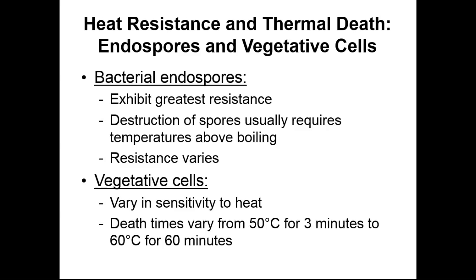Our vegetative cells are going to be much easier to kill. Our vegetative cells have a much higher sensitivity to heat compared to our bacterial endospores. Their death temps can be as little as 50 degrees Celsius for 3 minutes or 60 degrees Celsius for 60 minutes, depending on the kind of organism we're working with. E. coli, for example, would die at 50 degrees Celsius at 3 minutes, but Thermus aquaticus would take 60 degrees Celsius for 60 minutes. It would take that much warmer temperature.